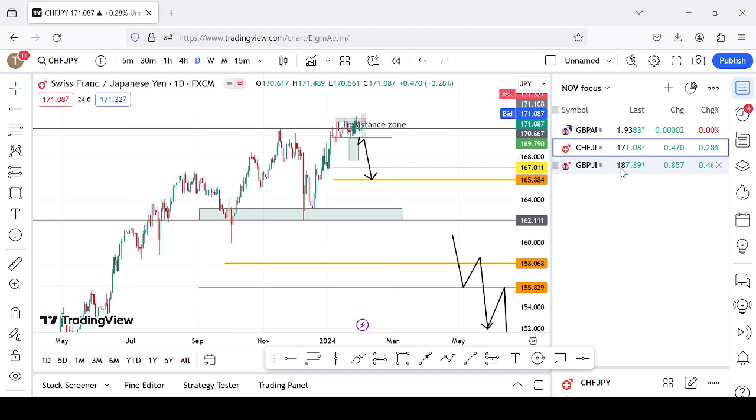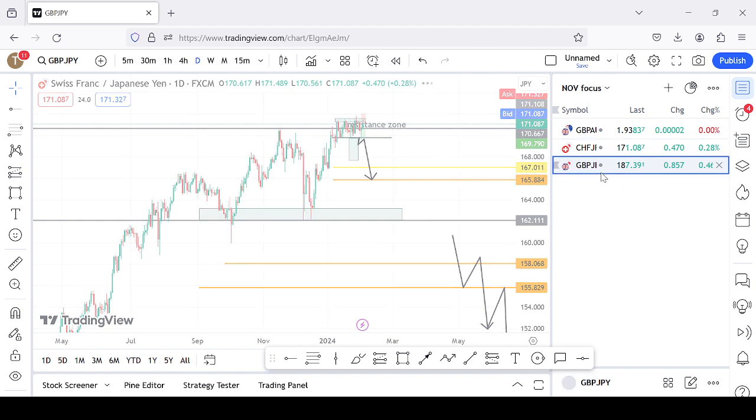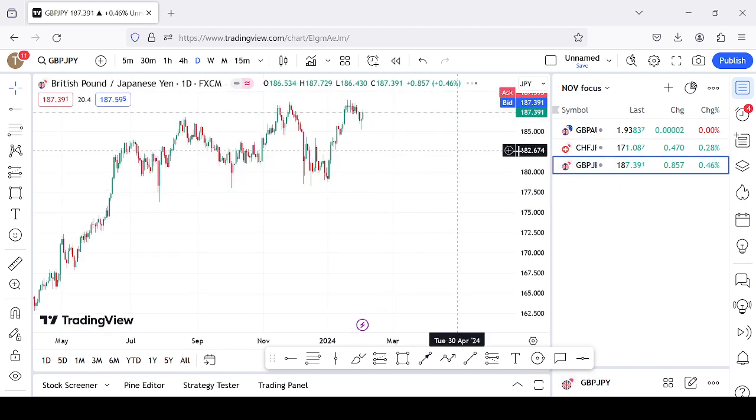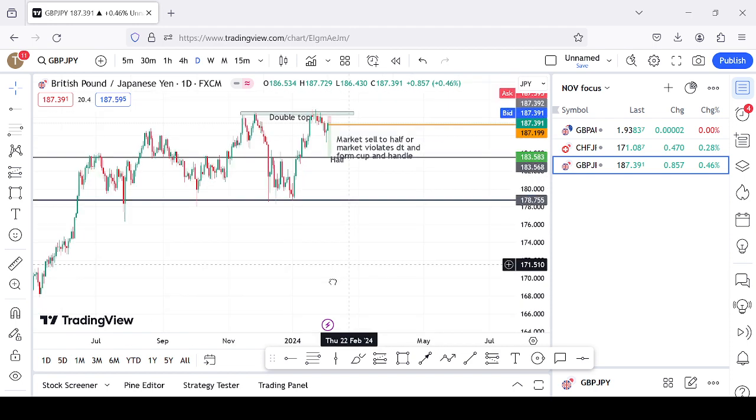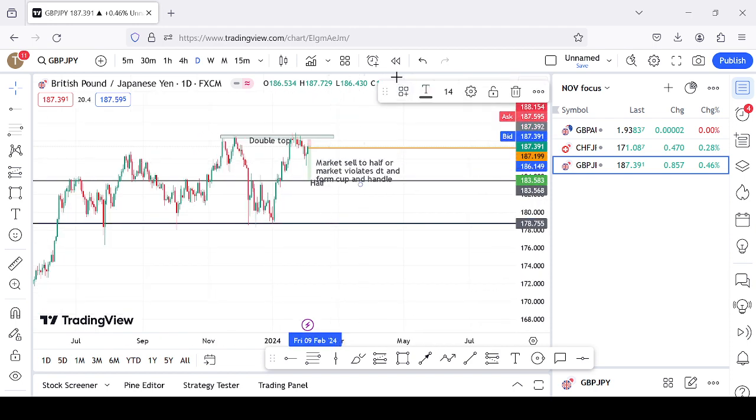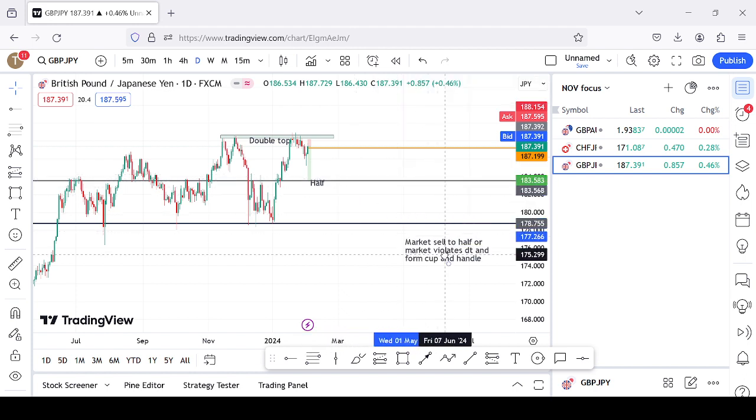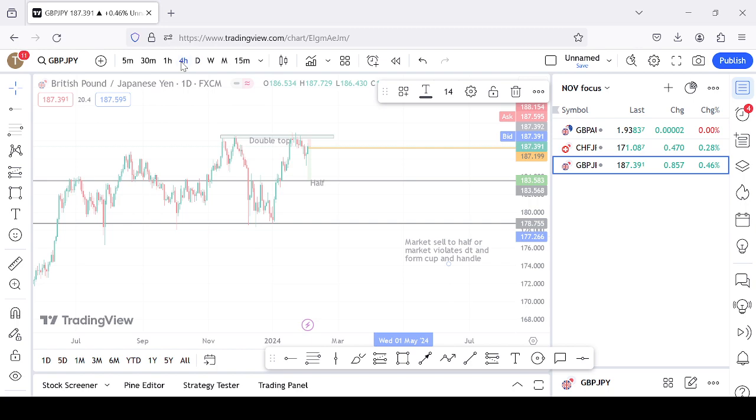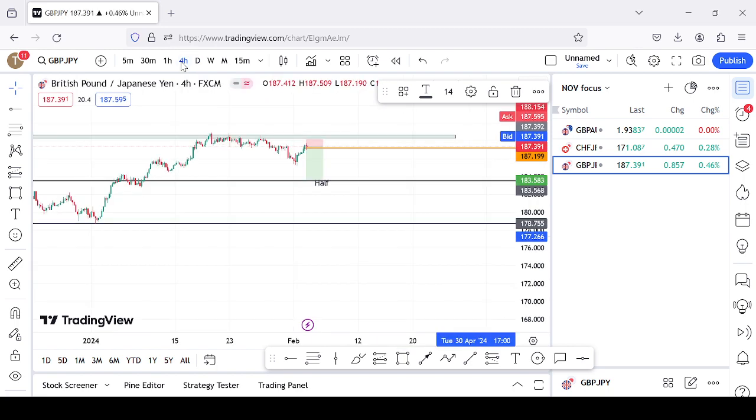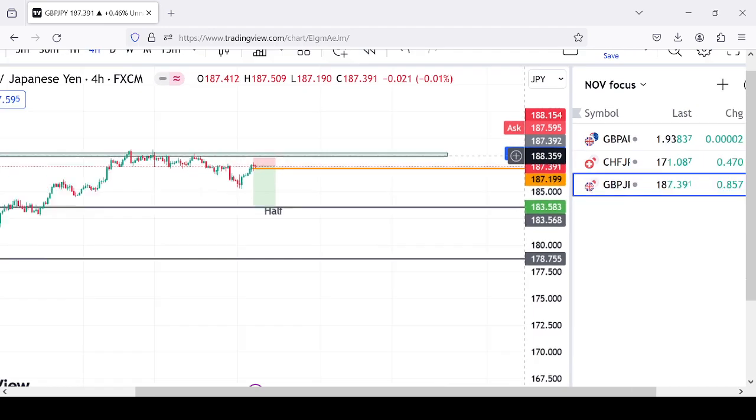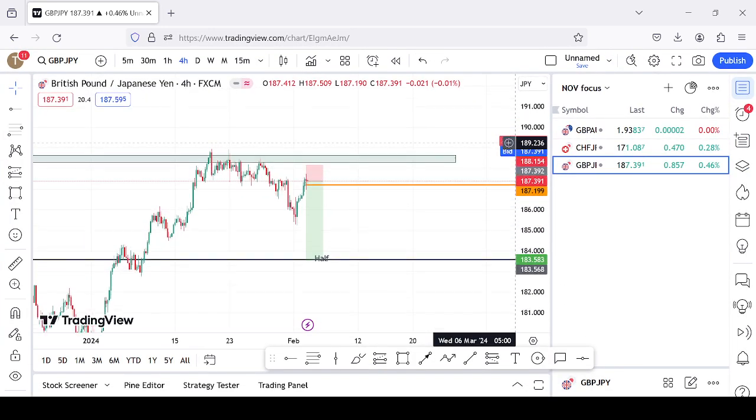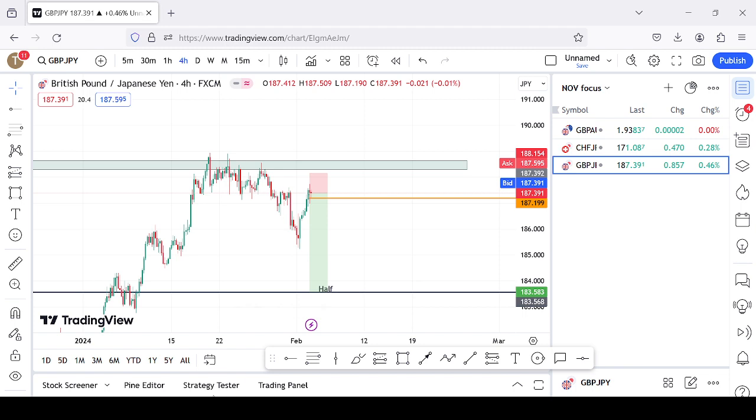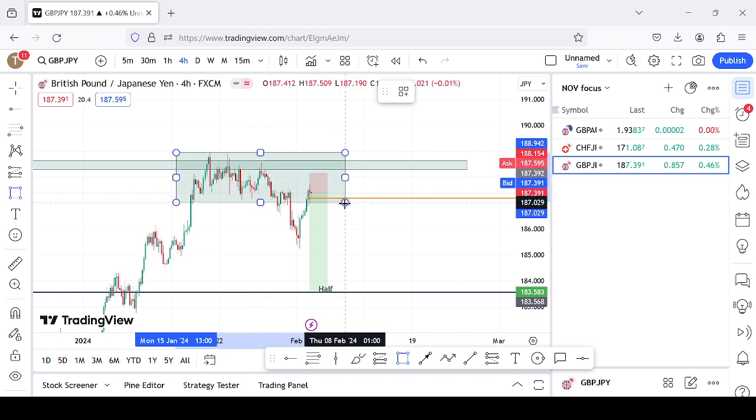So that's it for the structure. Let's go to GBP JPY and show you what happened last week. Let's go to 4 hour because I was looking at 4 hour for this specific one. You can actually use any time frame to trade a consolidating market. So this is a consolidation for me.